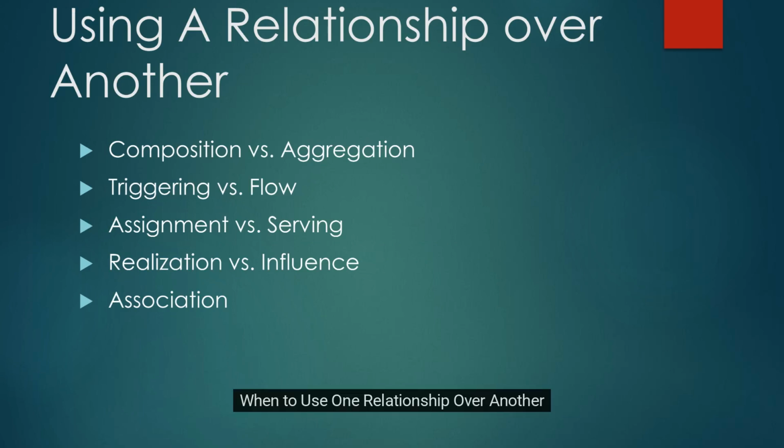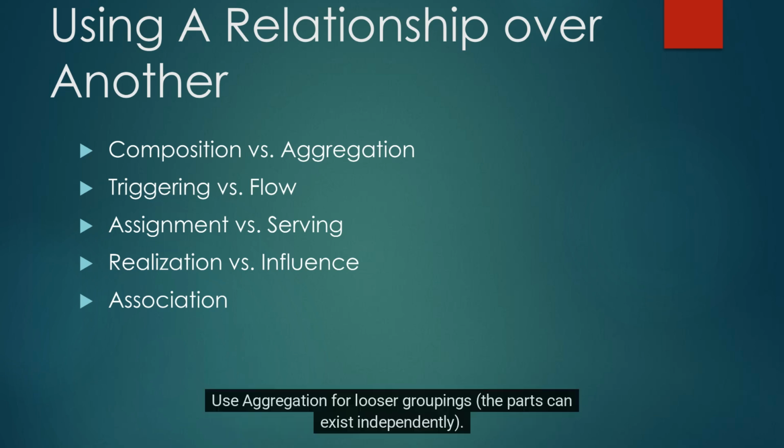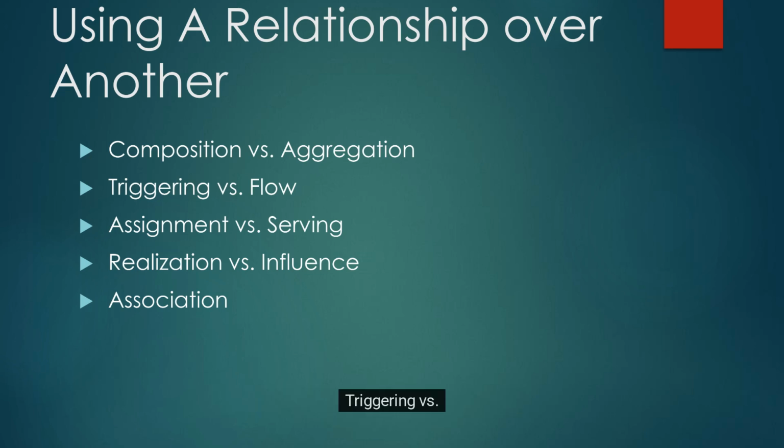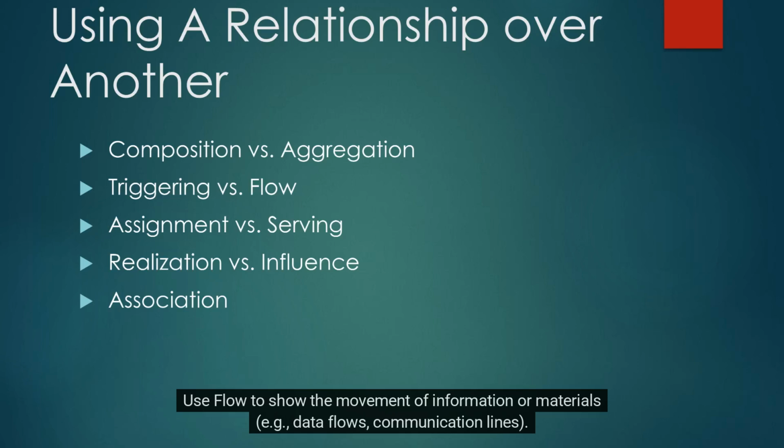When to use one relationship over another. Composition versus aggregation: use composition for strong part-whole relationships. The parts can't meaningfully exist apart from the whole. Use aggregation for looser groupings. The parts can exist independently. Triggering versus flow: use triggering to show a temporal or causal start of one behavior by another. Use flow to show the movement of information or materials, for example, data flows, communication lines.